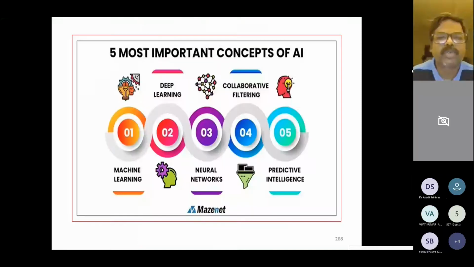Then these are the 5 most important concepts of artificial intelligence. The first one is machine learning, learning from the observational data. Deep learning, learning from the observational data in a deep manner. Then neural networks, the study of neurons to perform various applications. Collaborative filtering, various filters we are applying in order to classify the data. Predictive intelligence, based on the existing data, we are predicting future analysis.